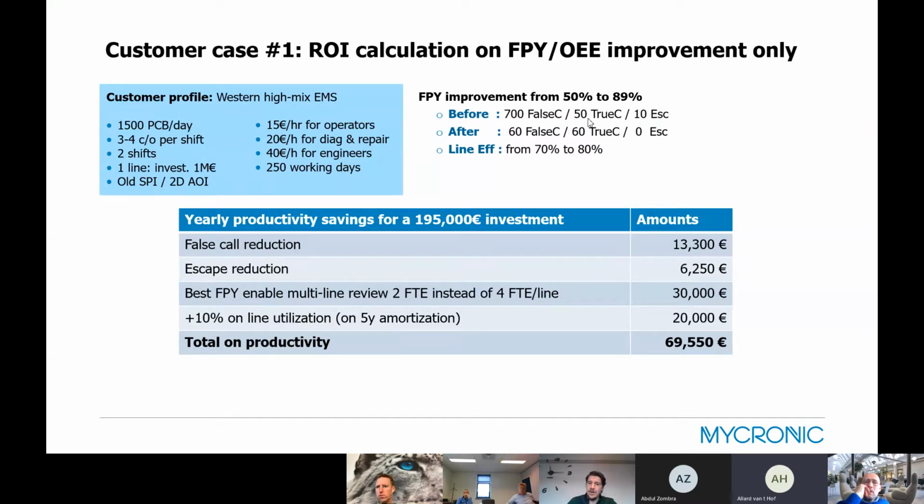He found more real errors, especially the lifted leads, for example, or let's take a BGA, the coplanarity. This is much easier to detect in 3D, especially if you have the link to SPI and so on. That's much easier, and they don't have any escapes anymore, which is very important. It was 10. It seems not so much, but it's quite a lot, especially if you don't find them at ICT tests or functional tests, and they go to your customers. So going down to 0 is perfect. And the line efficiency was going up from 70% to 80% in this case.